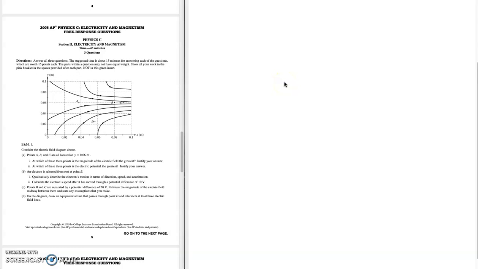2005 E&M number 1. We're given an electric field diagram here and 4 points marked on it, A, B, C, D, and the field lines are pointing up and to the right and down and to the right, mostly to the right. So part A, at which of these points is the size, magnitude of the electric field greatest?